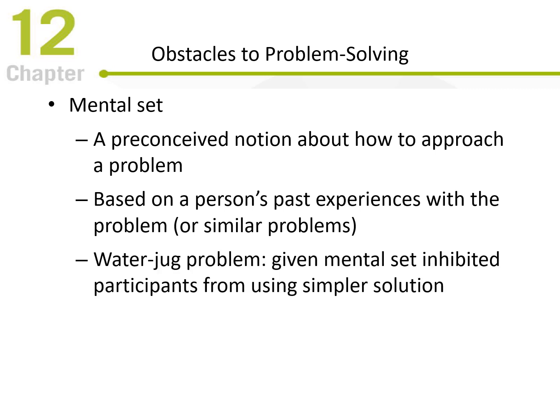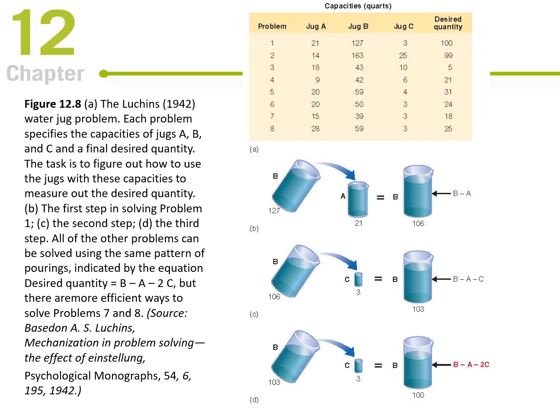The book talks about a water jug problem. Basically, this is showing how a given mental set inhibits participants from using a much simpler solution. And here we're looking at the water jug problem. So we have different problems here.